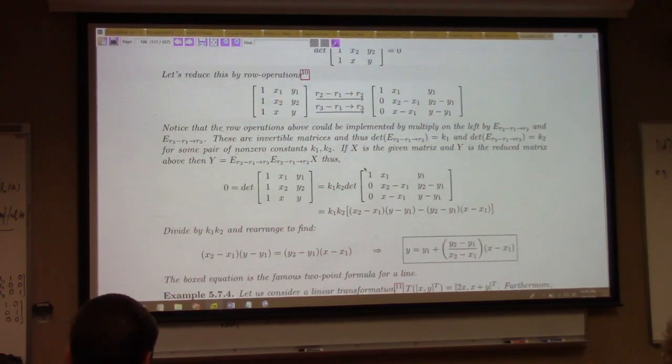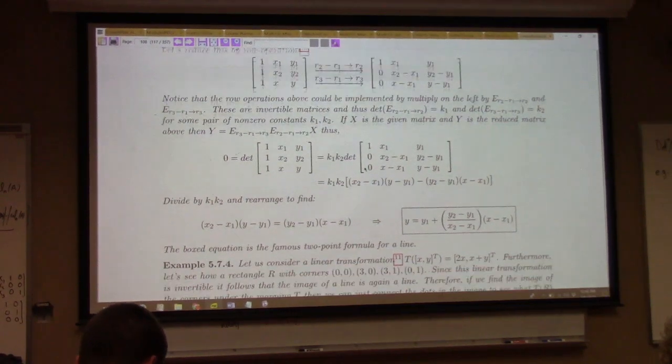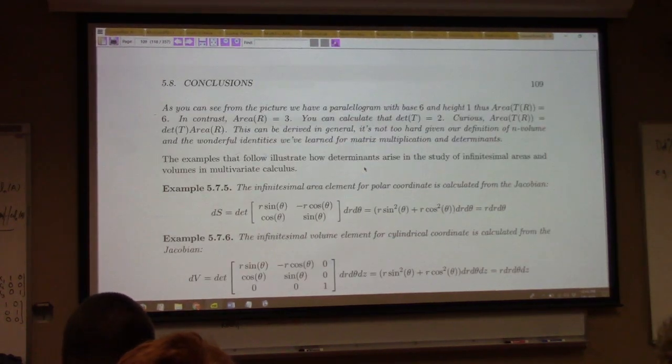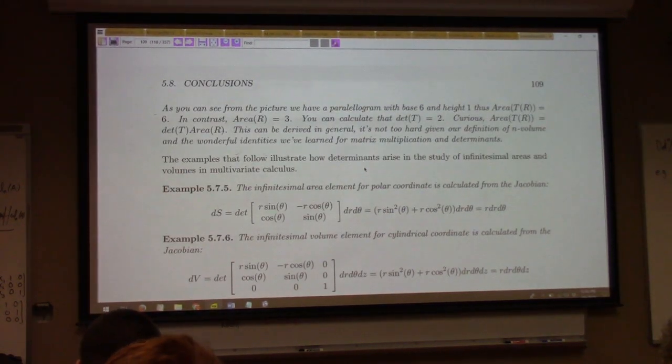And here I did row operations to work it out. There it is. We'll come back to this. This last example doesn't make sense yet, but it will later. And you can look at this if you want.